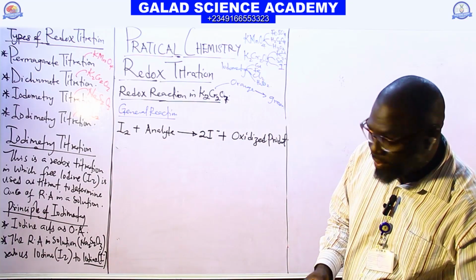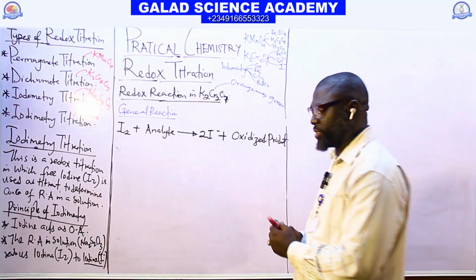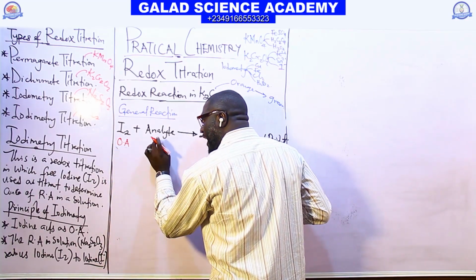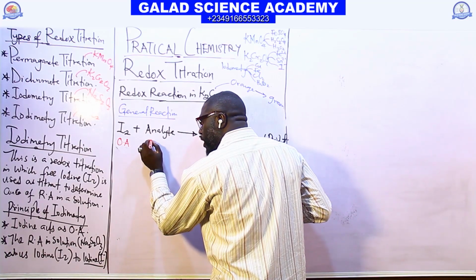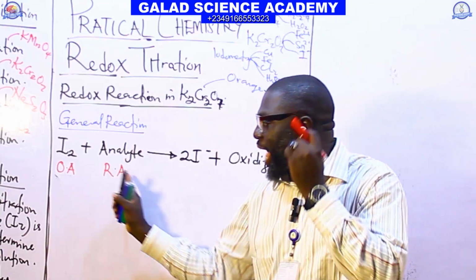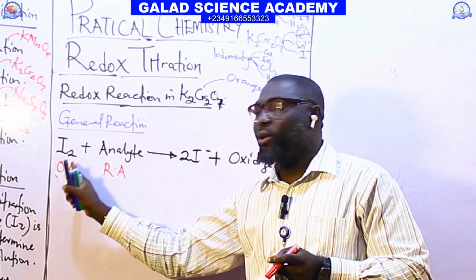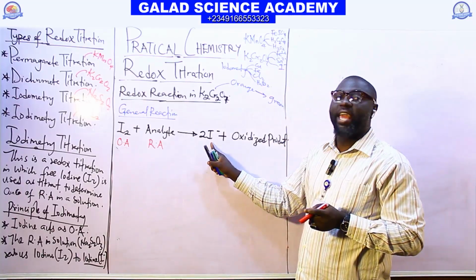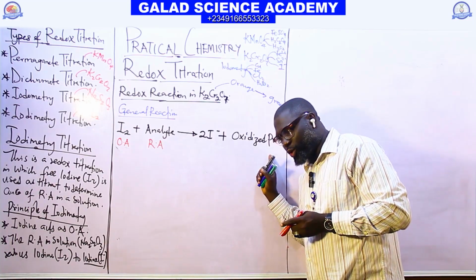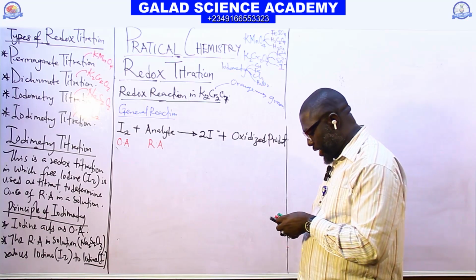The iodine we have here is an oxidizing agent. The analyte we have here is a reducing agent. Iodine reacts with the reducing agent. This iodine molecule will form iodide ions and oxidized products.